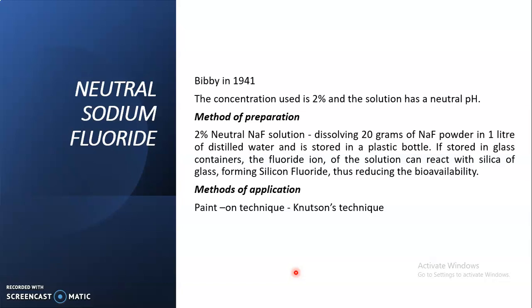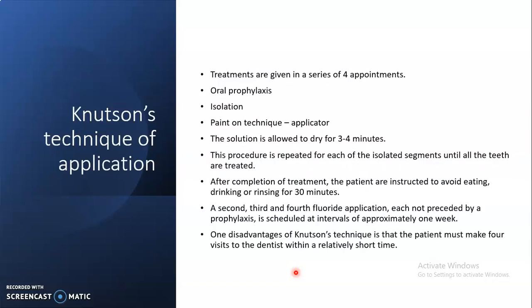So because this is a solution, we use a paint on technique, and the paint on technique for neutral sodium fluoride is known as Knudsen's technique. So next, moving on to what is Knudsen's technique. Knudsen's technique is a technique of application of sodium fluoride by a paint on method, and this is usually done as 4 appointments that are spaced over 1 week interval. So 4 weekly appointments, 4 consecutive weeks.